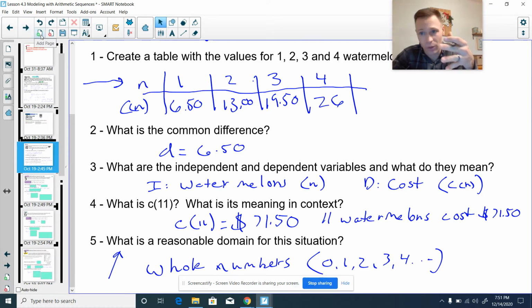But we are going to forego the fact that, yes, you can buy half, and I don't think you can buy a slice. I don't think I've ever seen that, but that's what we got.